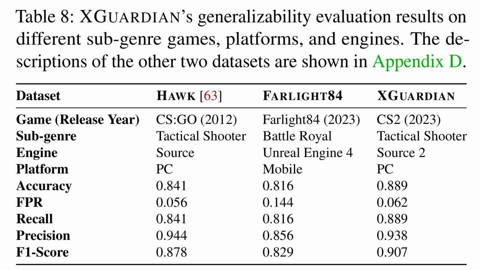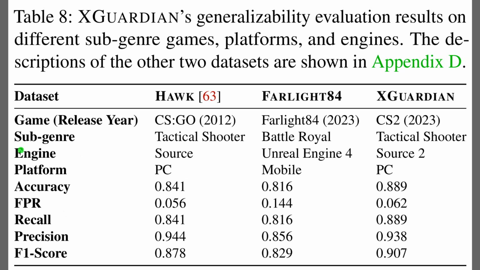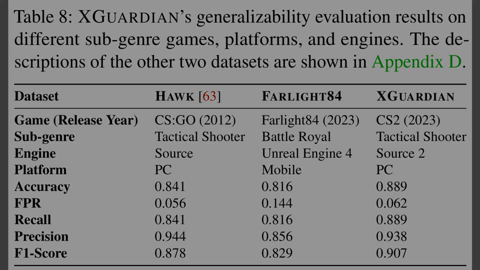So, having established stability, Table 8 broadens the scope to test generalizability across different games. The columns compare 3 distinct environments: the legacy CSGO data, a mobile battle royale title called Farlight 84, and the primary CS2 dataset. Notice the middle column, where the system handles Farlight 84 on Unreal Engine 4. Even with the lower data precision of mobile replays, the F1 score holds at about 0.83, proving the model isn't just overfitting to the source engine.